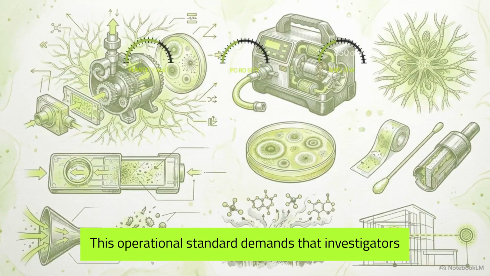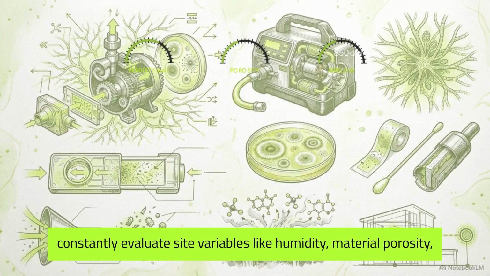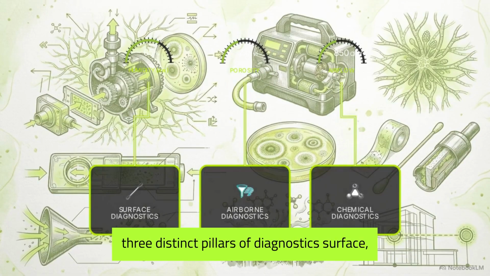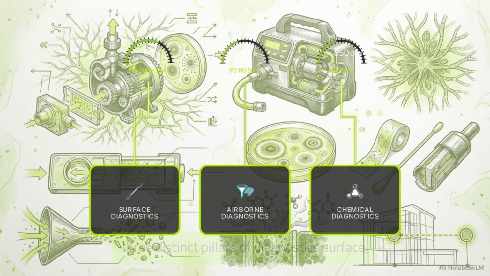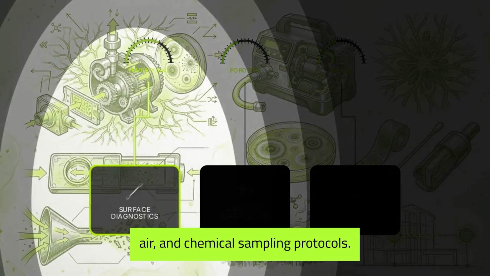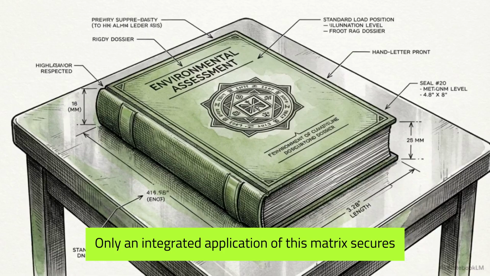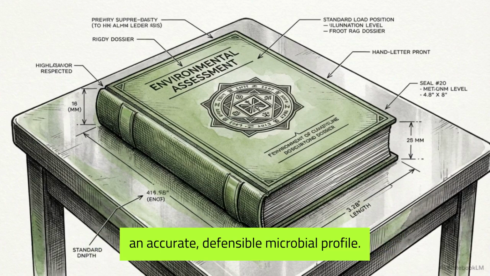This operational standard demands that investigators constantly evaluate site variables, like humidity, material porosity, and HVAC airflow, to deploy three distinct pillars of diagnostics: surface, air, and chemical sampling protocols. Relying on any single method leaves critical blind spots. Only an integrated application of this matrix secures an accurate, defensible microbial profile.